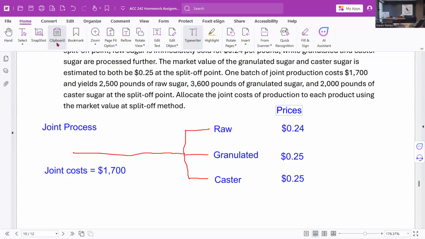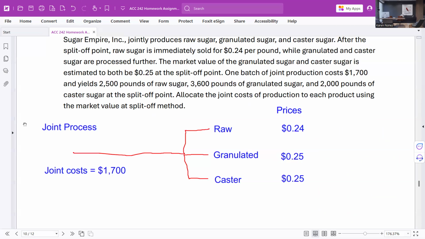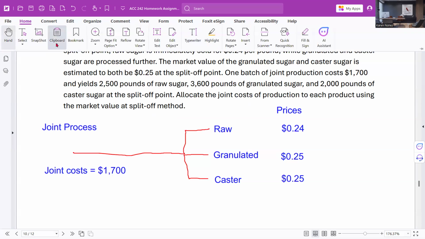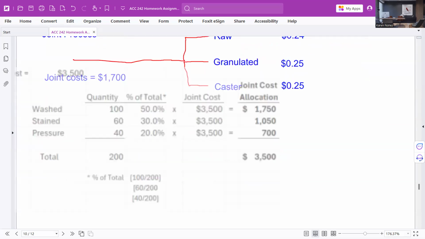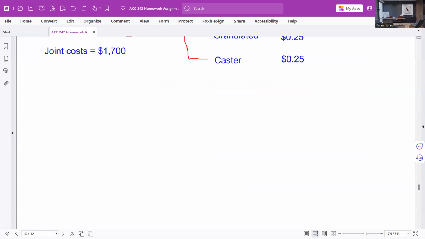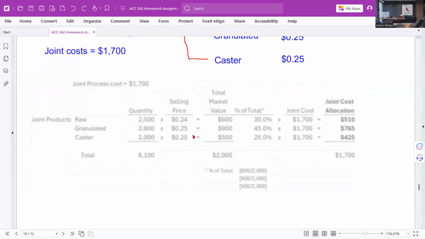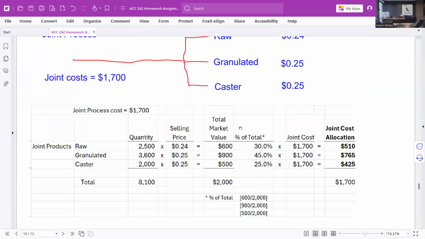So let me see if I can paste this in here. No, that is not the one I need. Let me go to the next one. Here it is. There we go. Okay, this is the one I need.